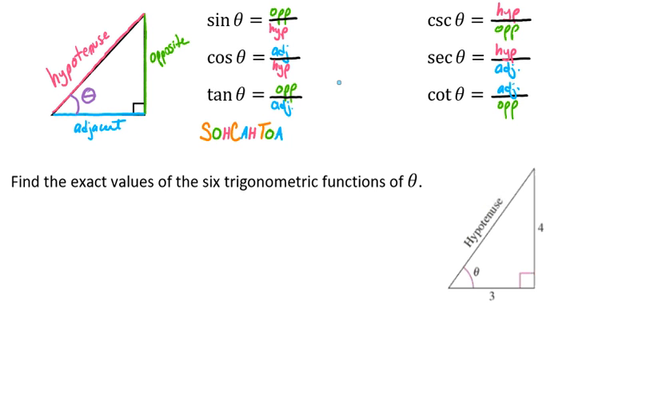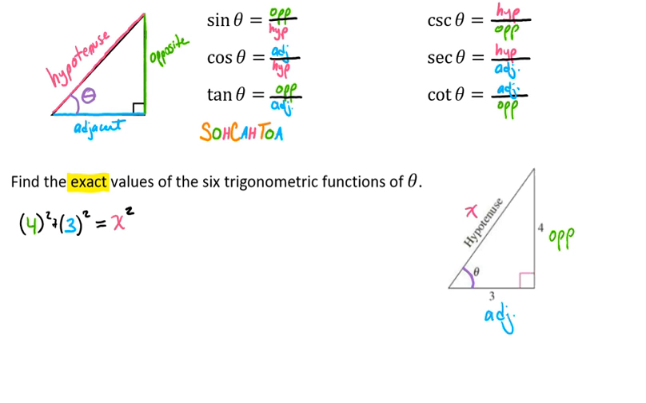So in this first example, we're going to find the exact values of the 6 trig functions of theta. So again, remember, we want the exact values, which means we don't want to use a calculator. We're going to leave them in fraction form. So here we have our theta. So we're going to label our sides. So here we have our hypotenuse, which is what we don't know. We have our opposite side and our adjacent side.